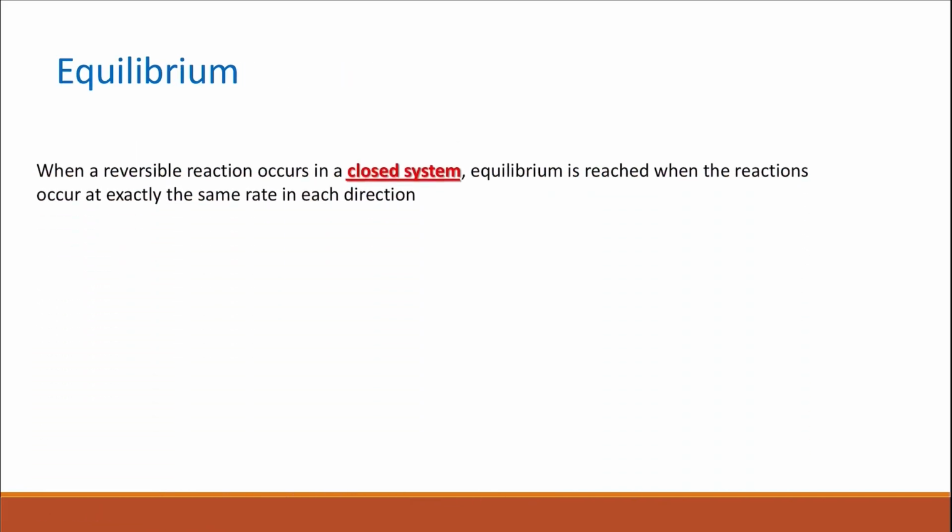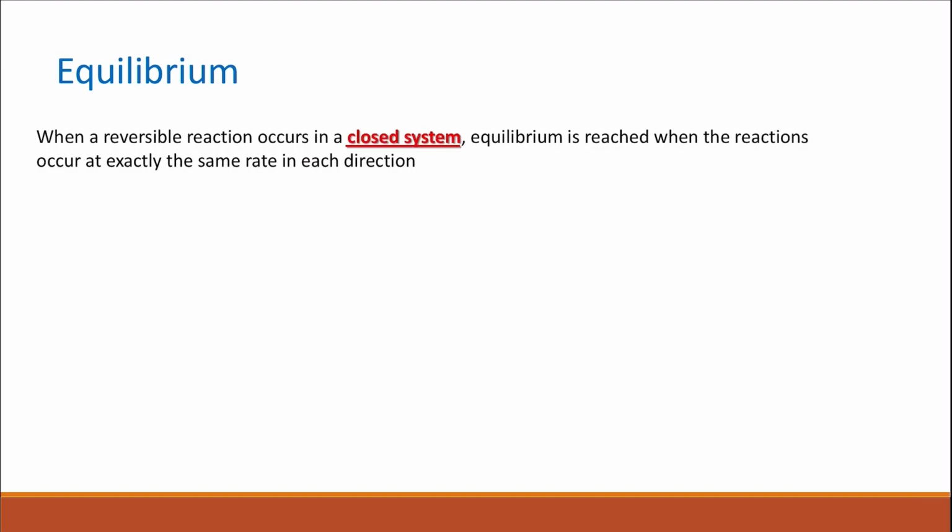So what's equilibrium? When a reversible reaction occurs in a closed system, equilibrium is reached when the reactions in both directions take place at the exact same rate.